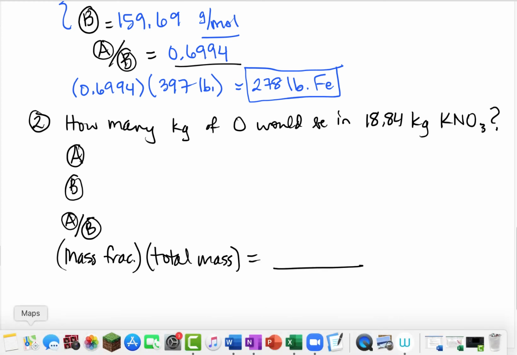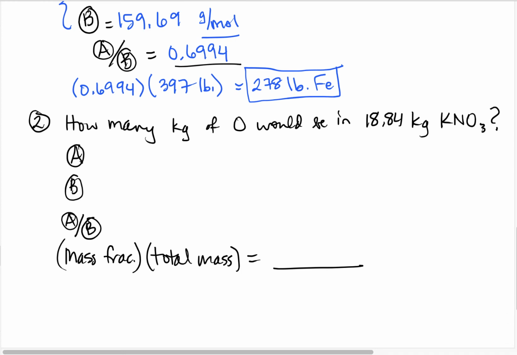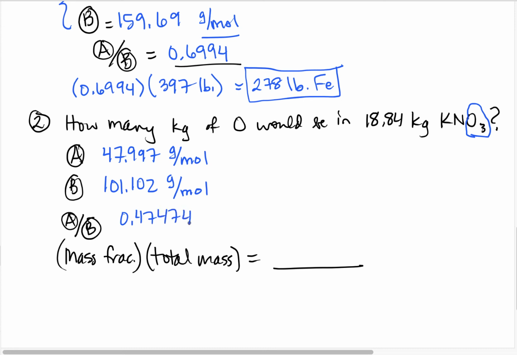All right, pause the video and then come back in a minute. Okay, the numbers I got were 47.997 grams per mole for oxygen because we have 3 of them. For B, we get 101.102 grams per mole. So that makes our fraction 0.47474 with all the sig figs. And I got 8.944 kilograms of oxygen for my final answer. So if you have any questions on all of that, then just ask me during class.